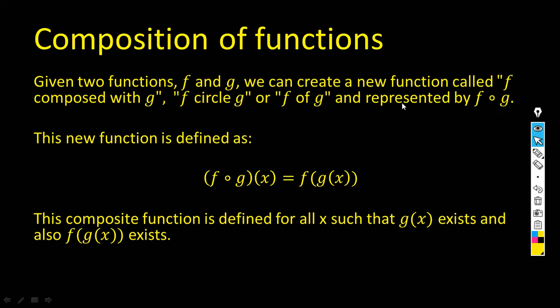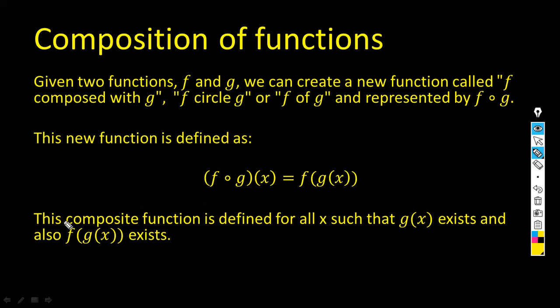So what is this new function? How does it work? This new function is defined as the following: f circle g of x is equal to f evaluated in g of x. Or I'm going to pronounce this in another way: f of g of x. It sounds like a tongue twister. It's not really complex to pronounce, but it's weird.